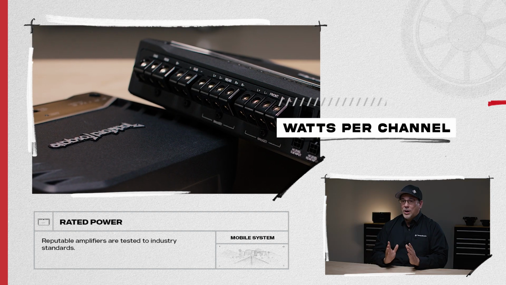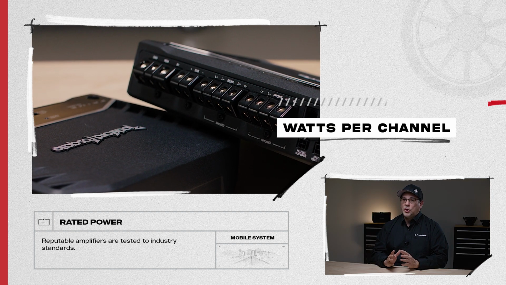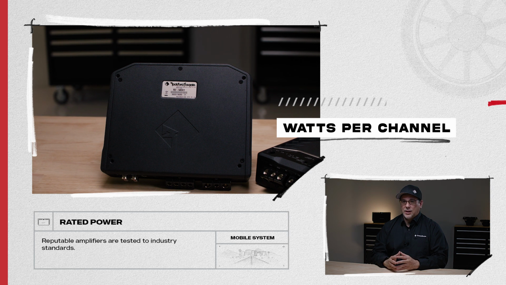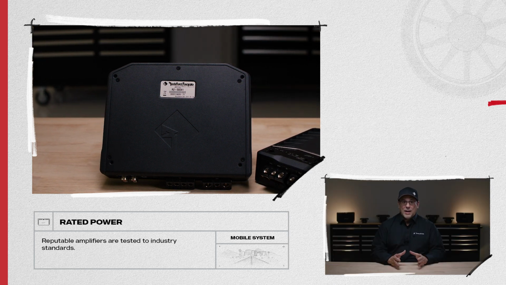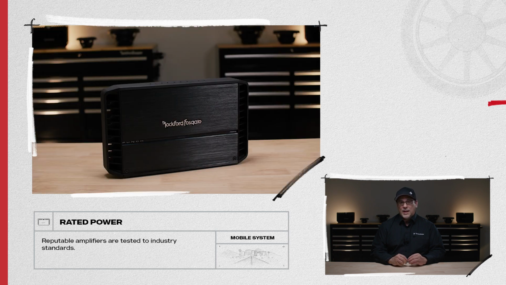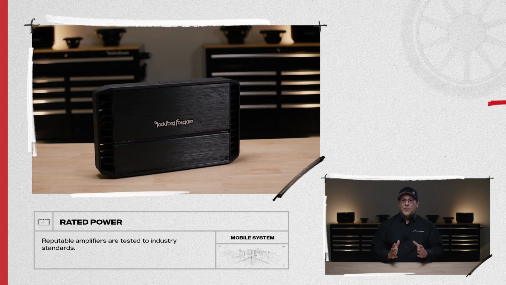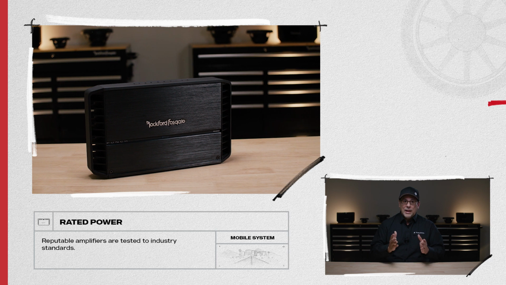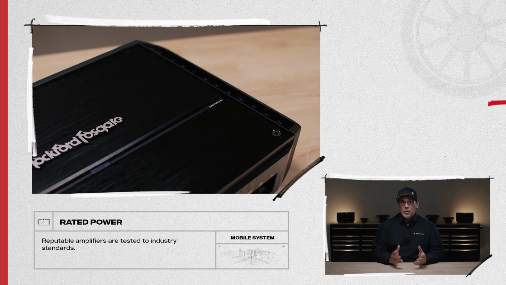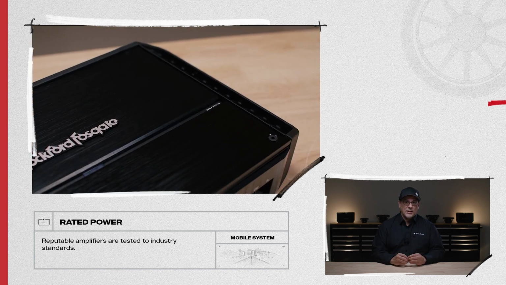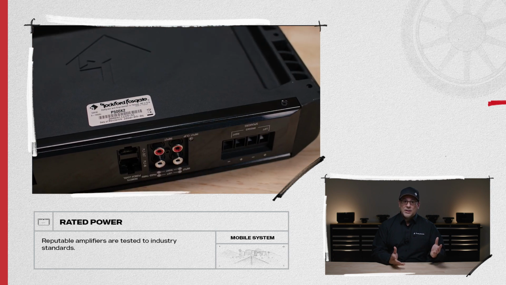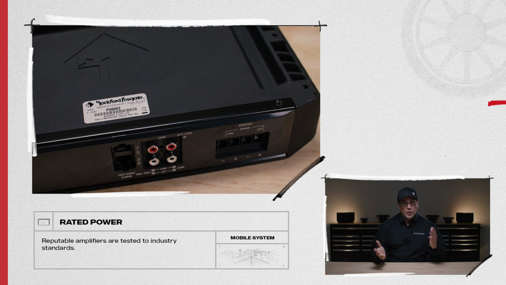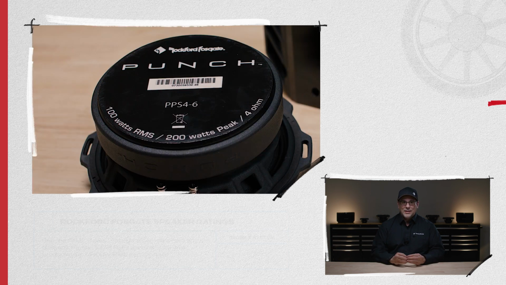Not only do we assign 1 channel per speaker, but there's also power associated with that channel, rated in watts per channel. This number is typically found on the amplifier's back panel or specifications page. Now, on Rockford Fosgate amplifiers, the model number indicates the total power, which you'll need to divide by the number of channels. Example, our P500X2 is 500 watts divided by 2 channels, or 250 watts per channel.